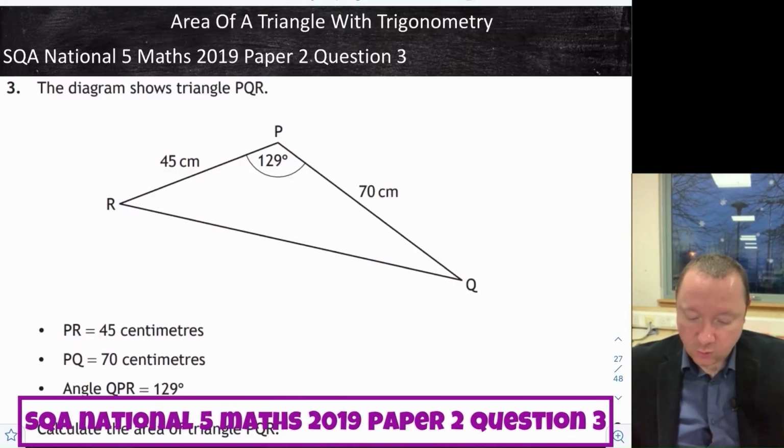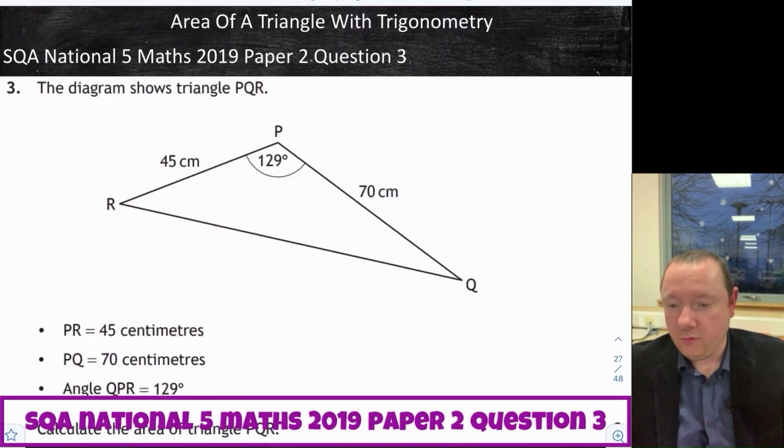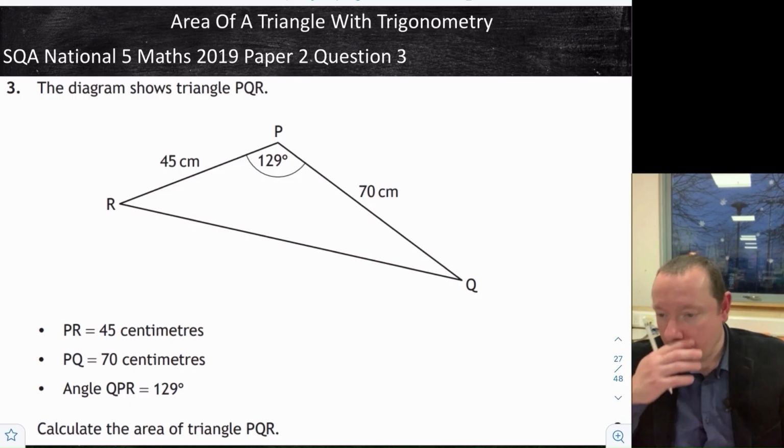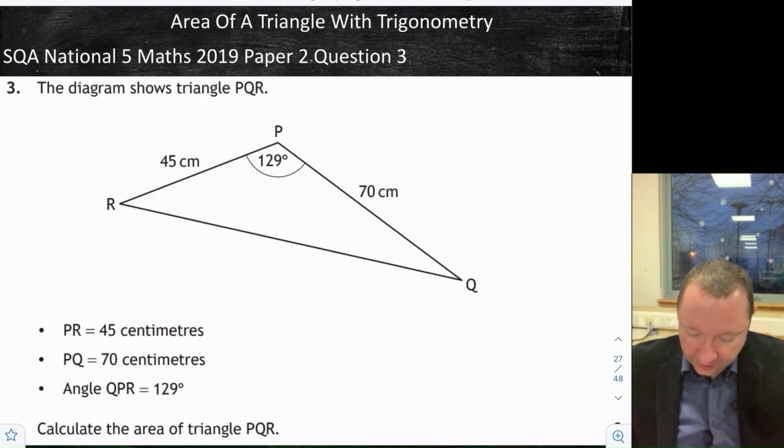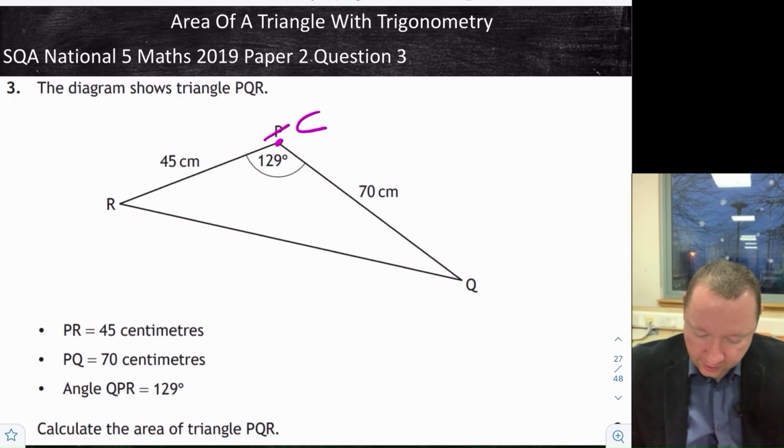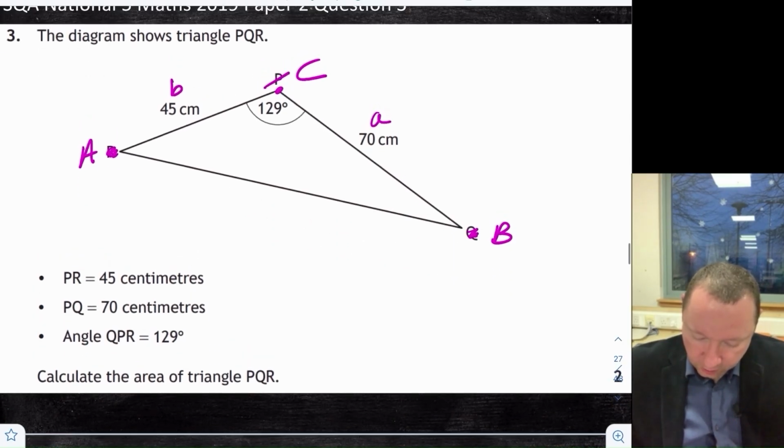National 5 Maths 2019 Paper 2 Question 13. So for this one, again, we've got an angle, so we'll call that our C, and then the other two sides could be our A and our B, and that would be our A and that would be our B. Calculate the area of triangle PQR. So the area is a half AB sine C.